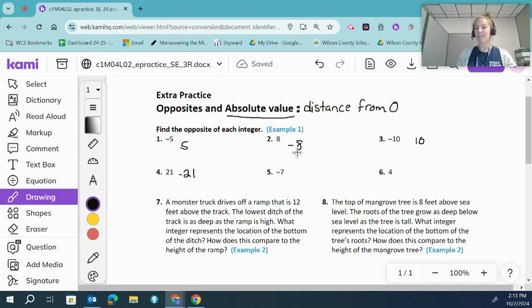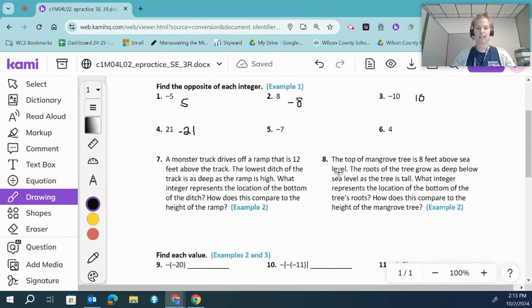8 and -8 have the same absolute value, and the absolute value is 8. So opposites have the same absolute value. Let's take a look at another way that this might make sense.